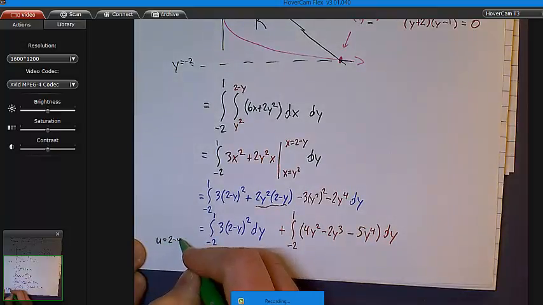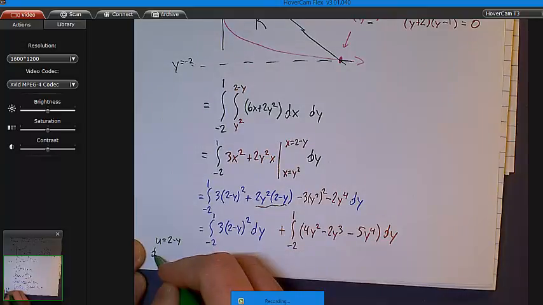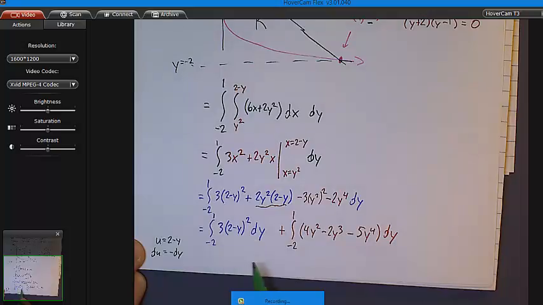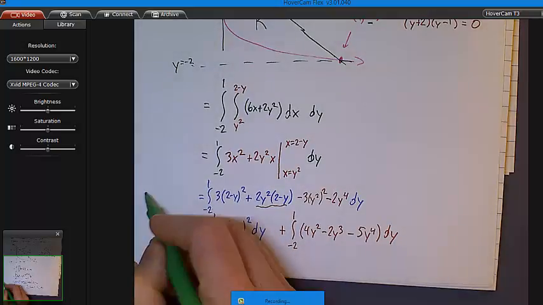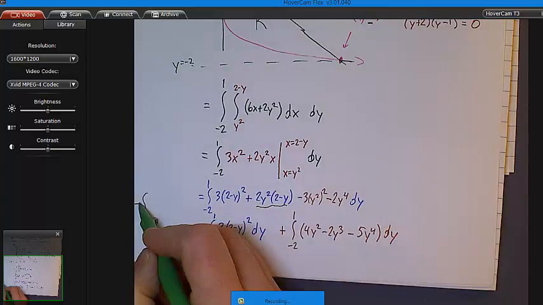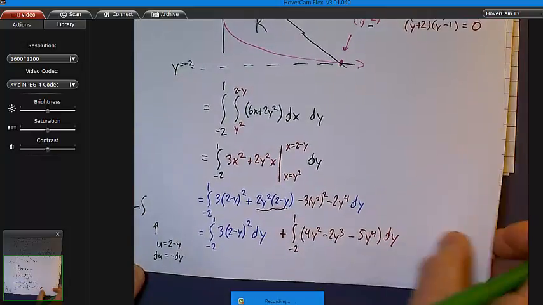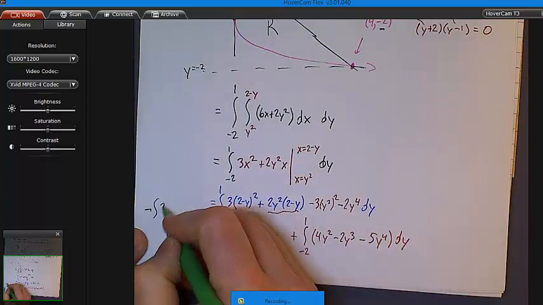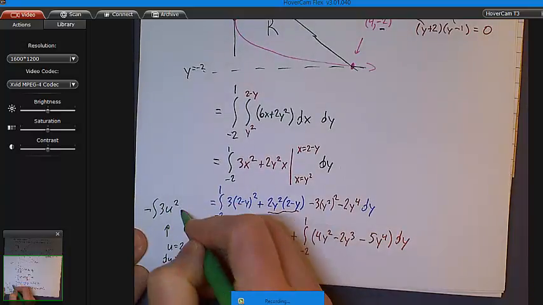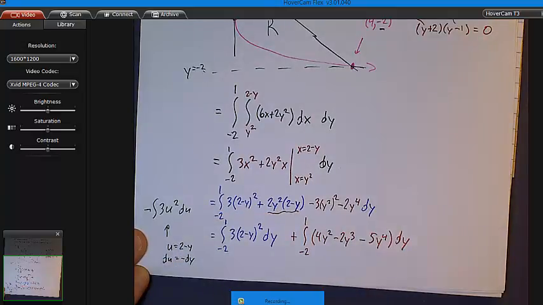If u equals 2 minus y, what does du equal? Negative dy. And so I can do that, and then basically what I would be doing is integrating negative, because I need the negative to get the negative dy. Wouldn't it be negative 3u squared du? Isn't that right?